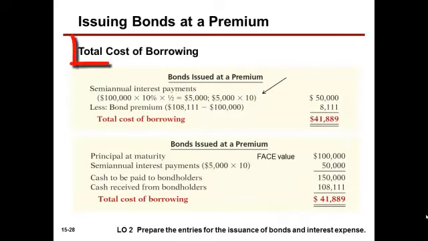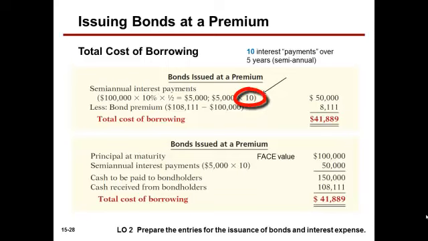Again, let's look at the total cost of borrowing in two different ways. First of all, even though the bonds were issued at a premium, the interest payments will be fixed. It's based on the coupon rate times the face amount of the bonds. $50,000 over the life of the bonds over 5 years. Again, that calculation is a matter of $5,000 made every 6 months, so a total of 10 interest payments over the life of the bonds. The bond premium, $8,111, will reduce that cost of borrowing to the corporation, down to $41,889. Let's look at that in a different manner at the bottom.